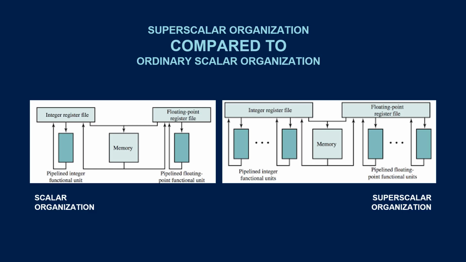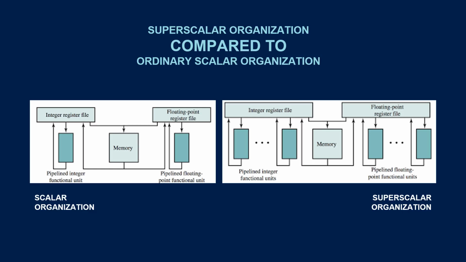On the other hand, there is a superscalar organization. Superscalar organization has the ability to execute instructions in different pipelines independently and concurrently. That's why the CPU manages multiple instruction pipelines to execute several instructions. As we see in the diagram, the pipelined integer functional unit is interconnected with the integer register file and the pipelined floating point functional unit is interconnected with the floating point register file.